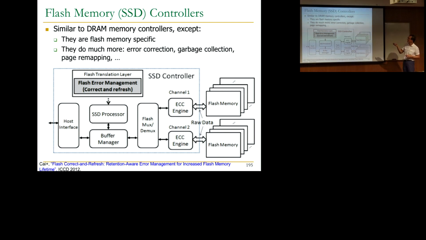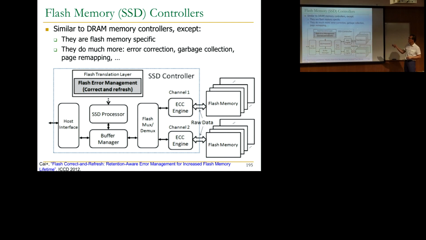As I said, these are similar to DRAM controllers, except they're flash memory specific, and they do much more. Because flash memory is actually a much less reliable technology to begin with, you need to correct a lot of the errors. You need to do page remapping internally because of this writing issue. Whenever you need to write to something, you need to erase a block, which means that you need to allocate a page in a block, and then you need to erase that block, and you need to write to that page. Which means that it's good to have erased blocks at places so that you can write to them very quickly. How do you do that? So that's handled all in the controller.